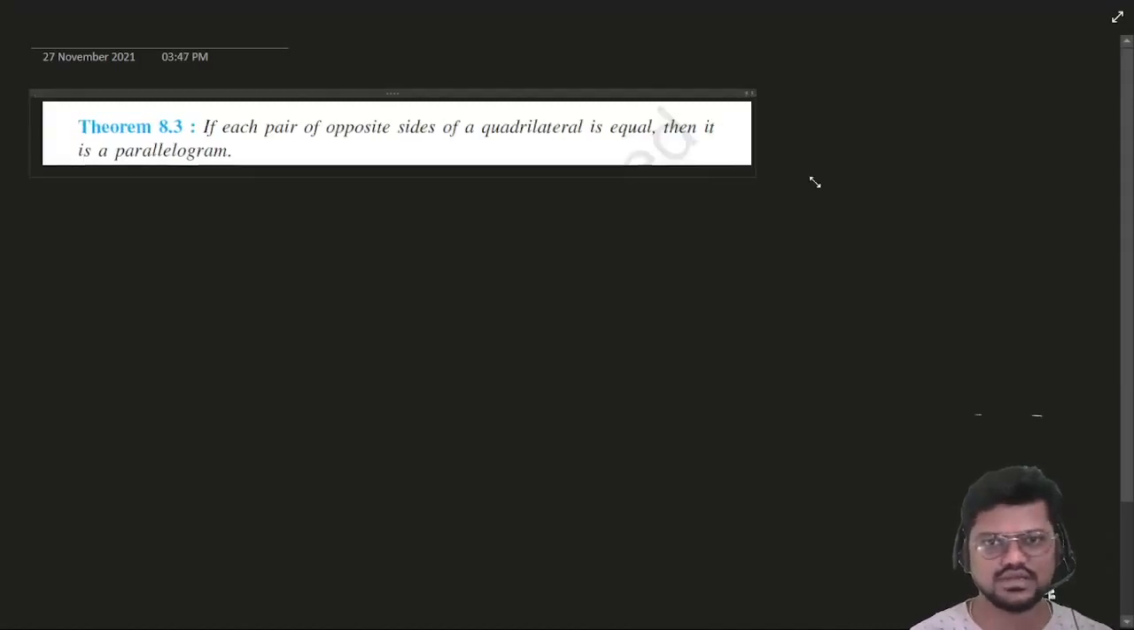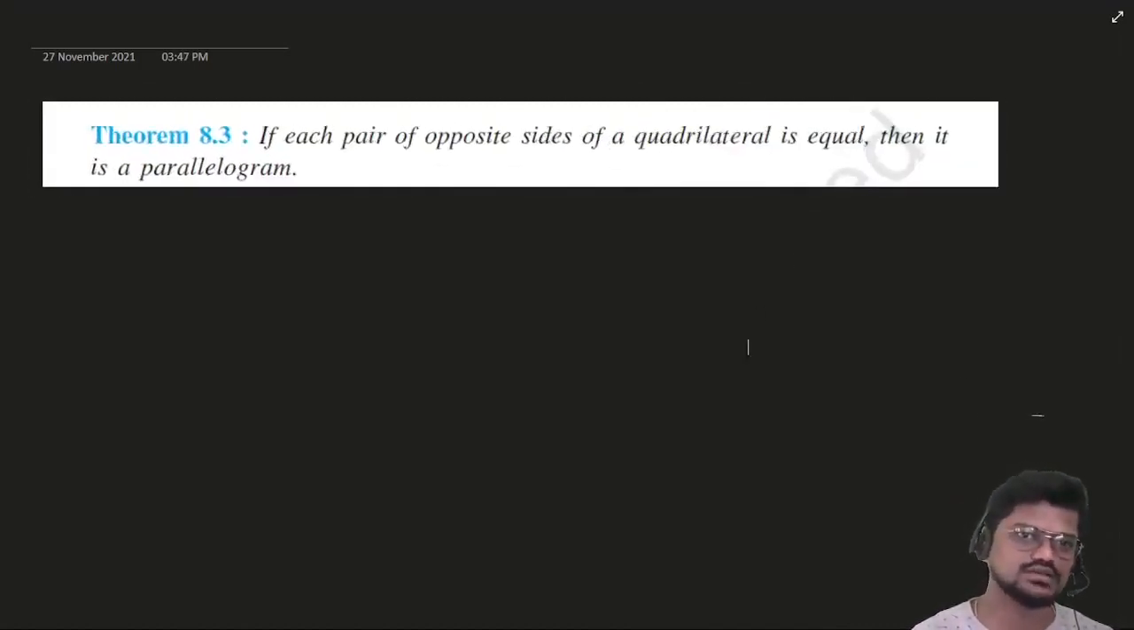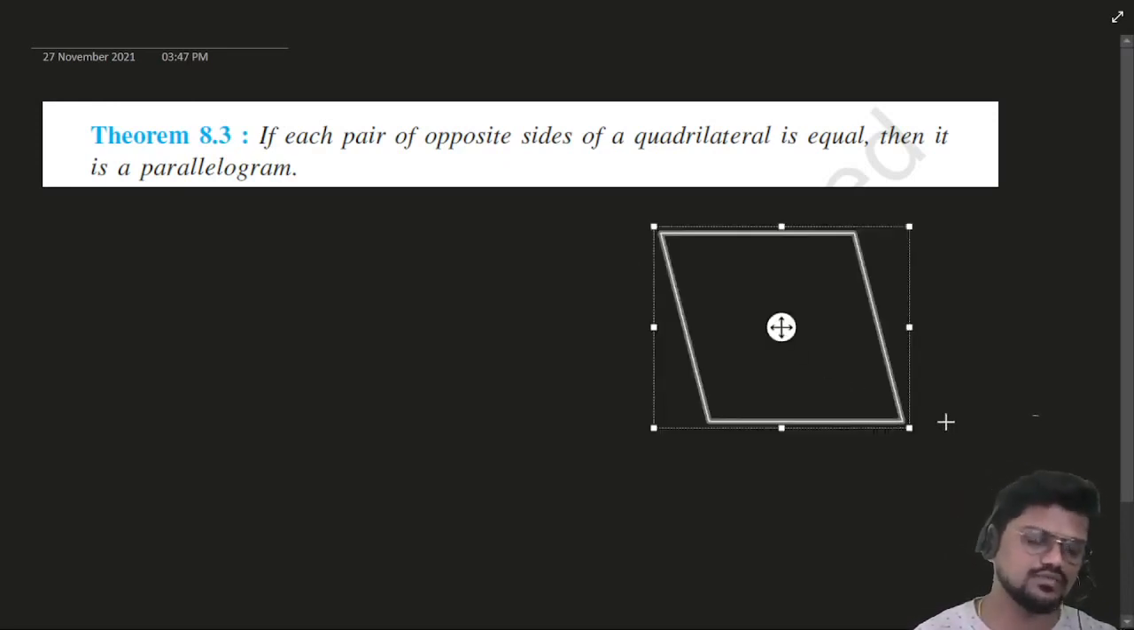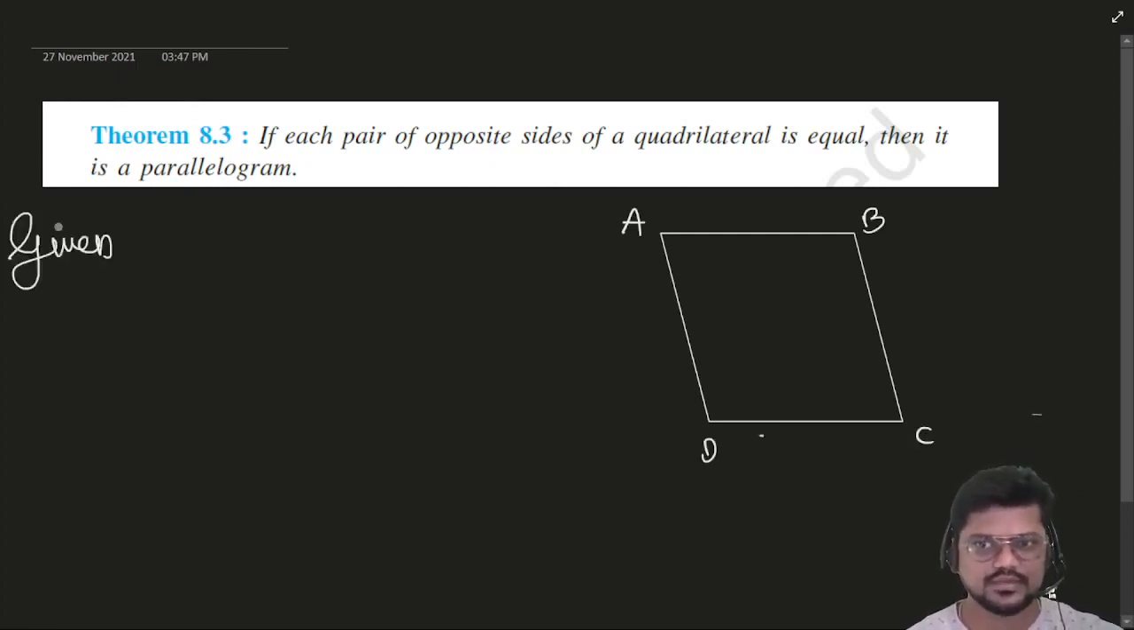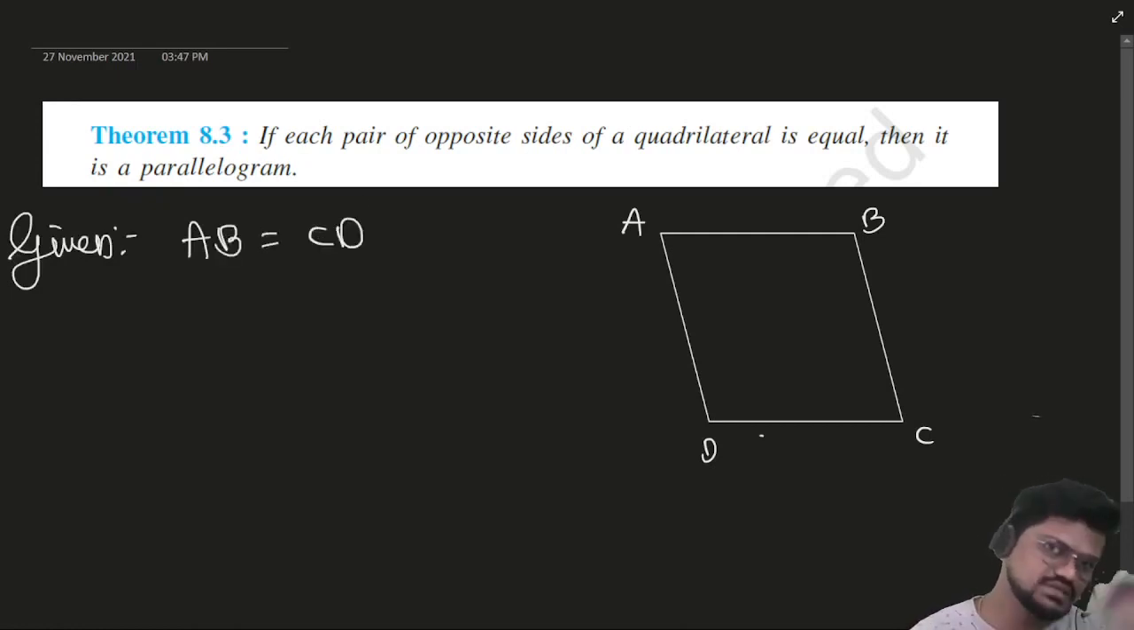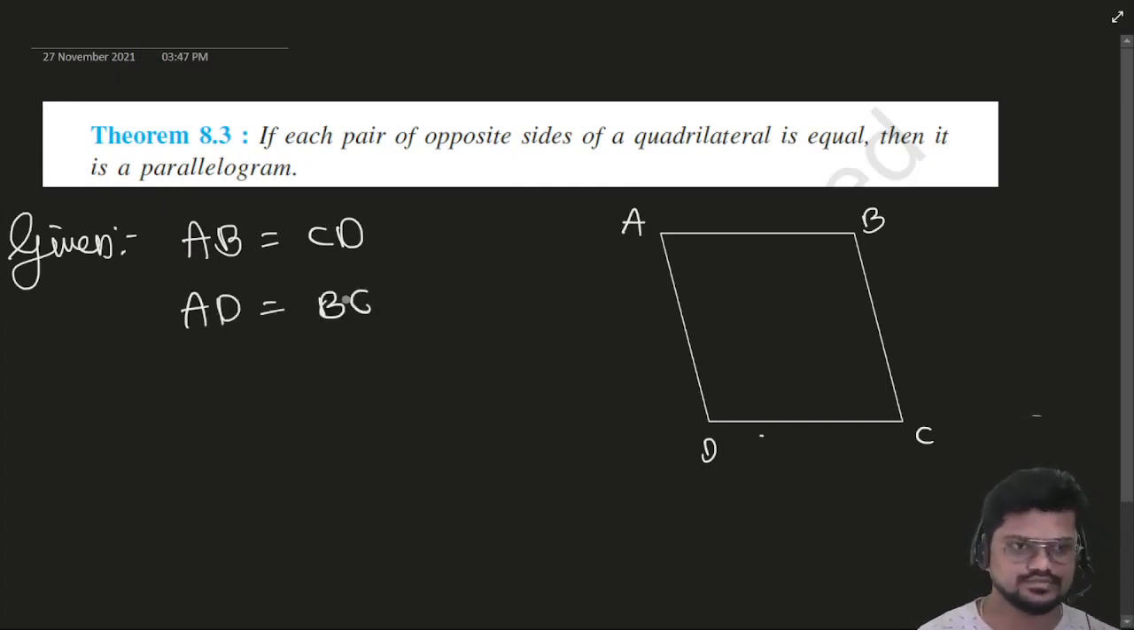The next theorem states: if each pair of opposite sides of a quadrilateral is equal, then it is a parallelogram. Now over here, it is not said that it is a parallelogram. We don't have the information that it is a parallelogram. But if this is ABCD, what is given is AB is equal to CD and AD is equal to BC. Now you have to prove that it is a parallelogram. How will you prove it?